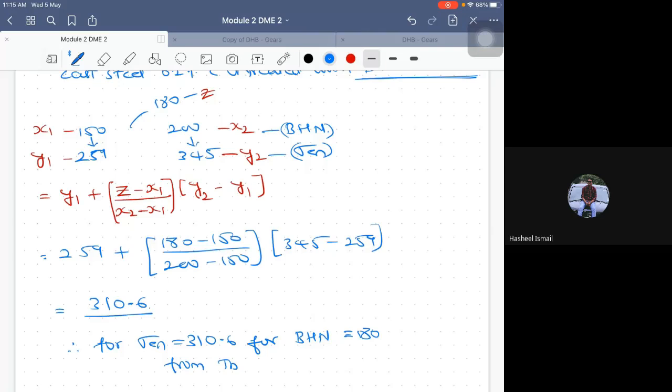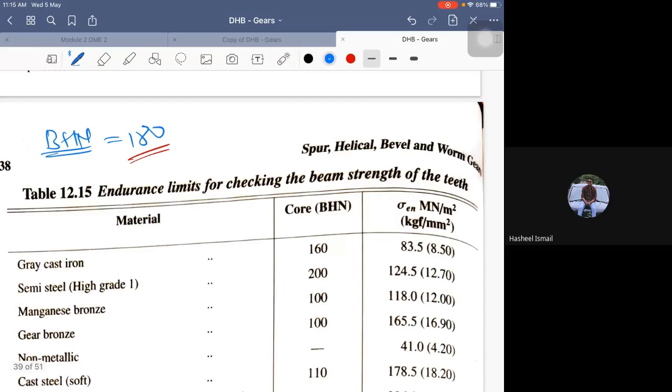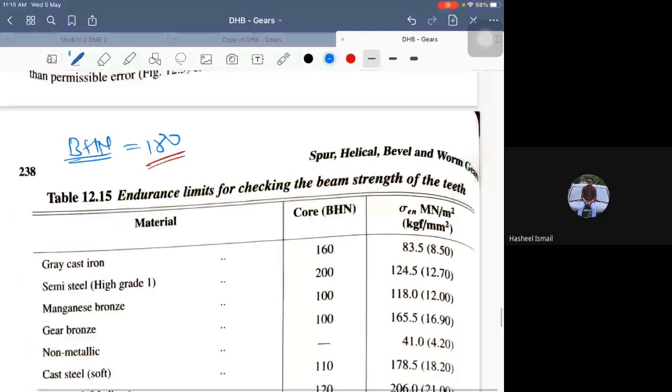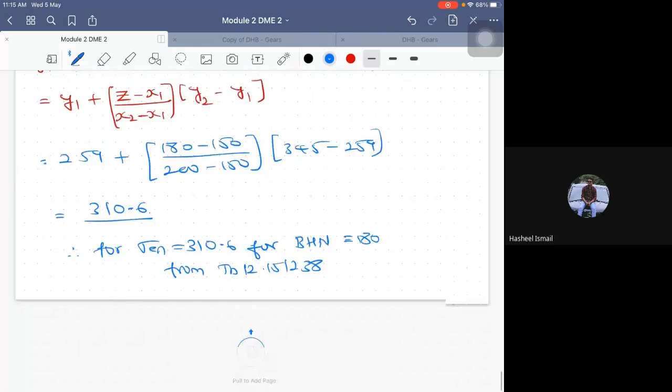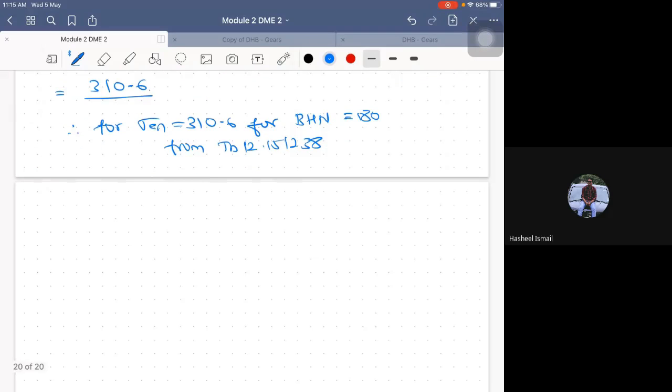What was the table number through which you got it? It is 12.15, page number 238. Now all of you just calculate FEN. Since sigma En is calculated, it is easy to calculate cross P, cross Y, cross M. Every value is known. Just substitute the values and calculate.